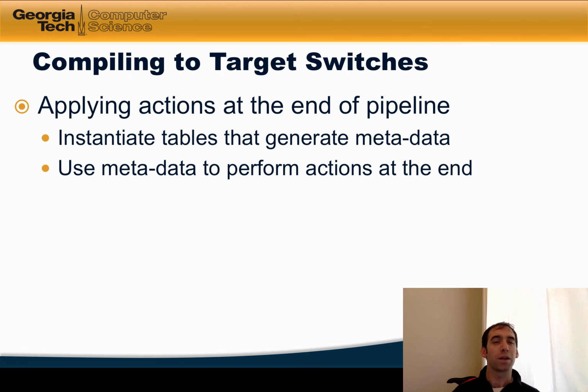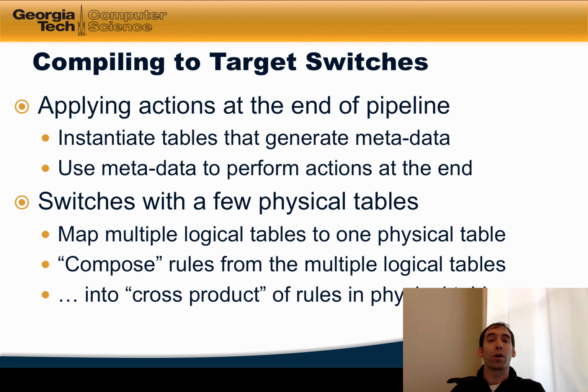Other switch architectures might instantiate tables that generate metadata along each stage of packet processing. And that metadata could subsequently be used to perform actions at the end of the processing pipeline. This approach is similar to that which is taken by Intel's FlexPipe architecture. Finally, the compiler might need to operate on switches that have very few physical tables, such as legacy OpenFlow 1.0 switches. In these cases, the compiler might need to map multiple logical tables to one physical table, composing rules from multiple logical tables into a cross-product of rules in a single physical table.